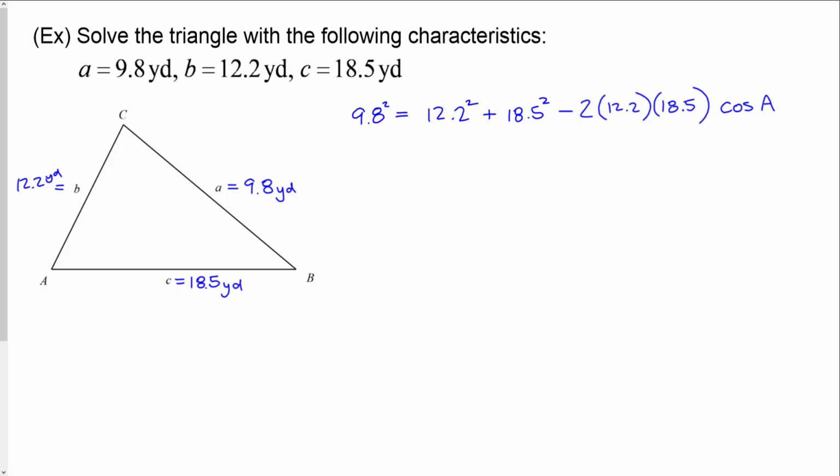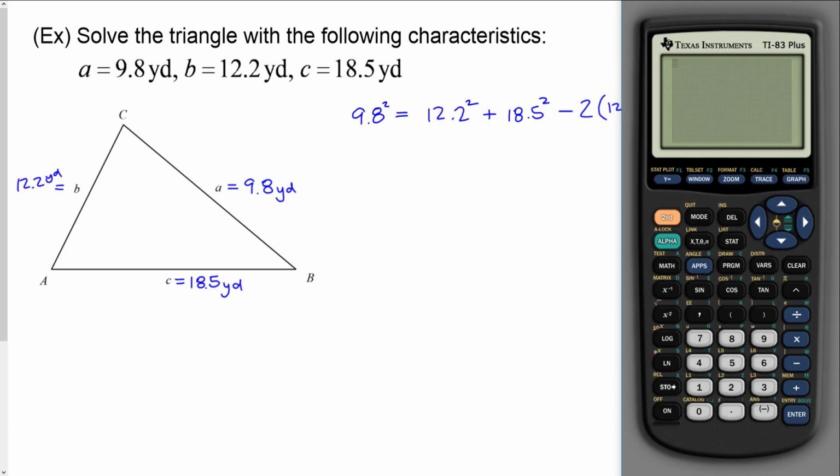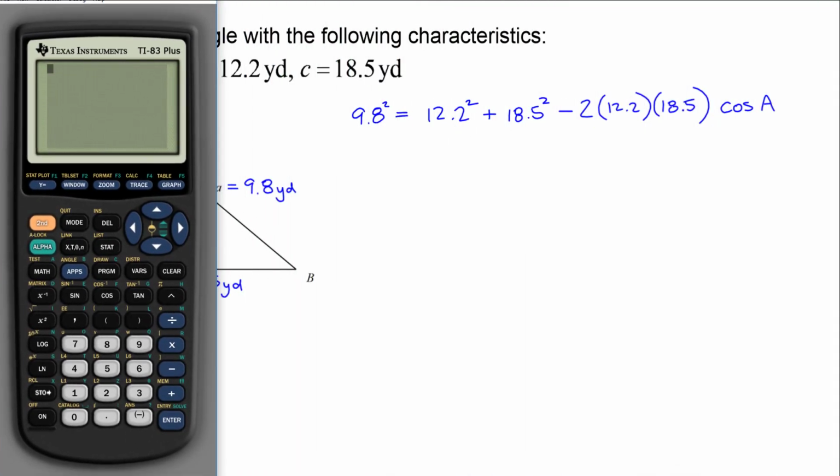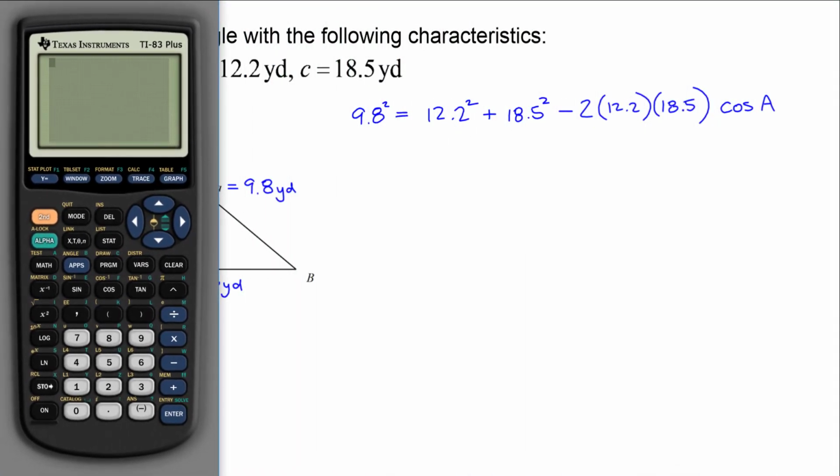Now, we will need to do some work with the calculator, so let me pull it up, and I'll bring it over here. So the first thing I'm going to do is figure out what 9.8 squared is and then subtract 12.2 squared and 18.5 squared. So I'm going to bring those terms over. So I'm going to do 9.8 squared minus 12.2 squared minus 18.5 squared.